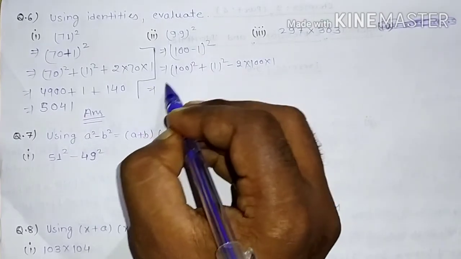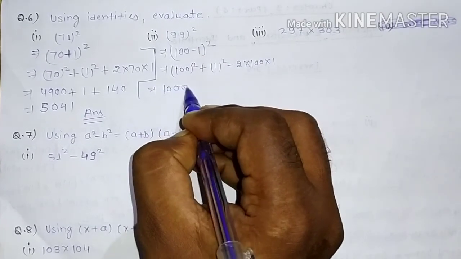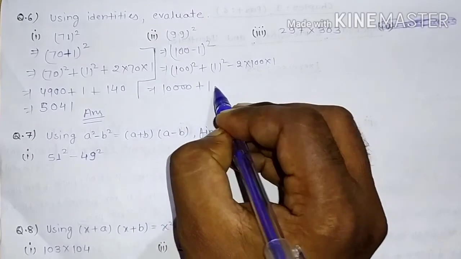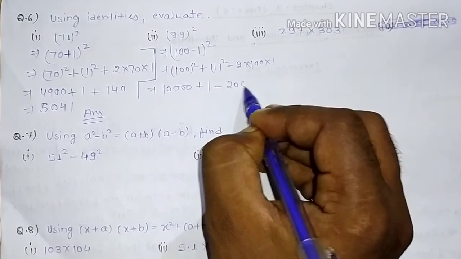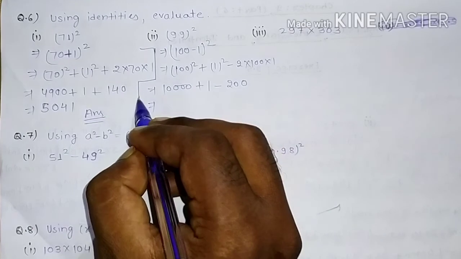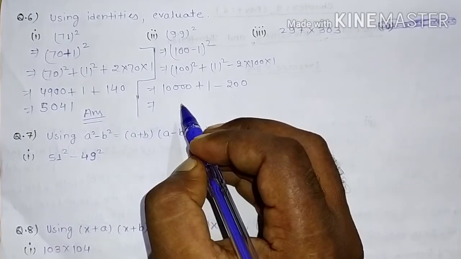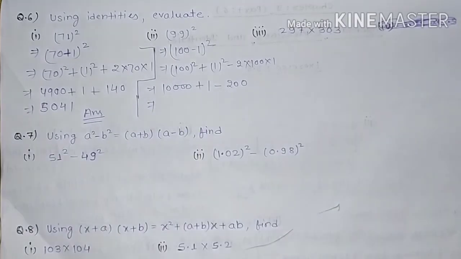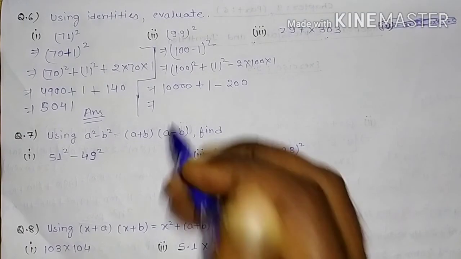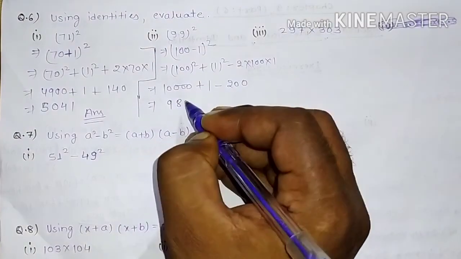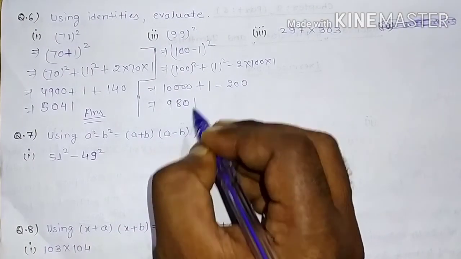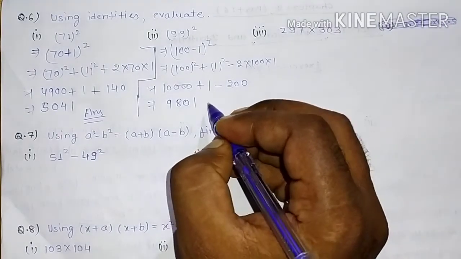So 100 square, that is 10,000, plus 1 minus 200. This equals to 10,000 plus 1 minus 200, which is 9,801, and this is the answer.